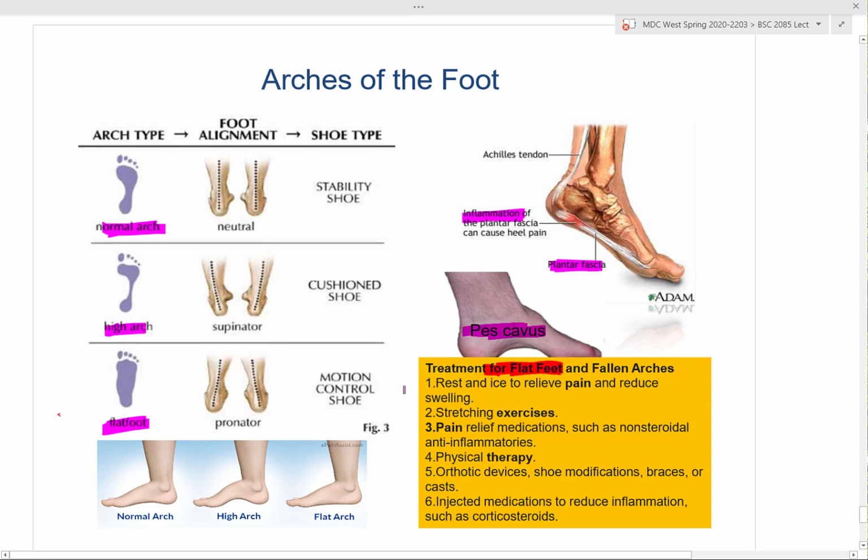So treatment for flat feet. If you have a flat foot, what do you do? If it hurts, you do what? Rest, ice it, elevate it, right? Stretch, exercise, pain relief medication like non-steroidal anti-inflammatories, which is your NSAIDs, physical therapy, and then if that doesn't work, well, the next thing is what? Orthotic devices, which is what? A shoe made for your feet.